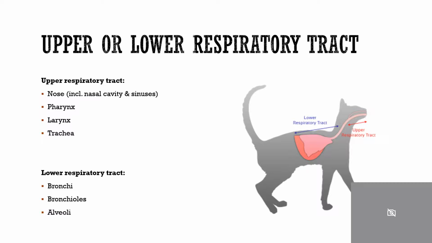The respiratory tract is divided into upper and lower parts. Within the upper respiratory tract, we have the nose, including the nasal cavity and the sinuses, the pharynx, the larynx and the trachea. The lower respiratory tract is made up of the bronchi, the bronchioles and alveoli.